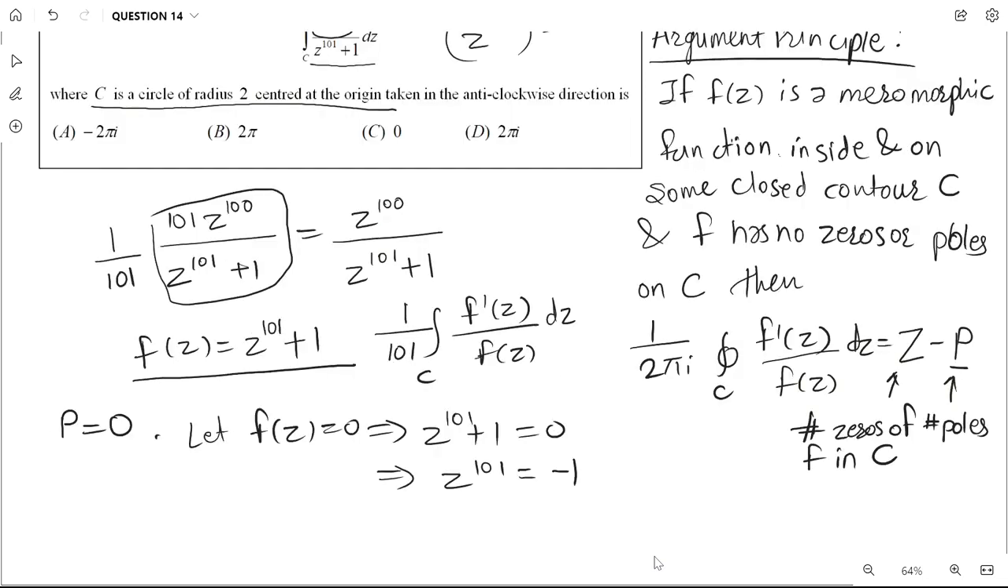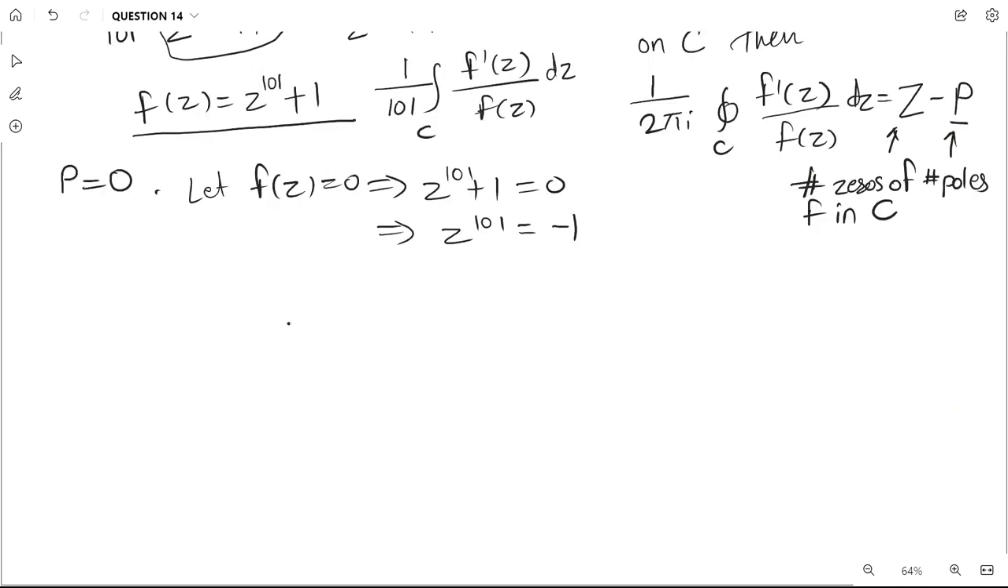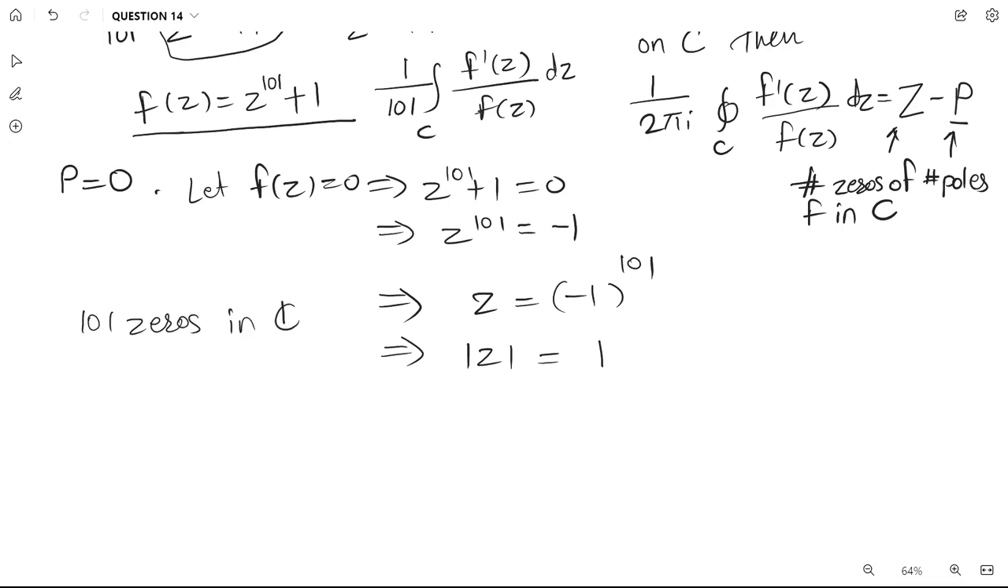So let's take the 101st root on both sides. We will get z equal to (minus 1) power 1 by 101. Now if we take the modulus on both sides, we'll get mod z equal to 1, right? So this means that if z is a zero of f, then the modulus of z is 1, right? So clearly f of z has 101 zeros in the complex plane, right?